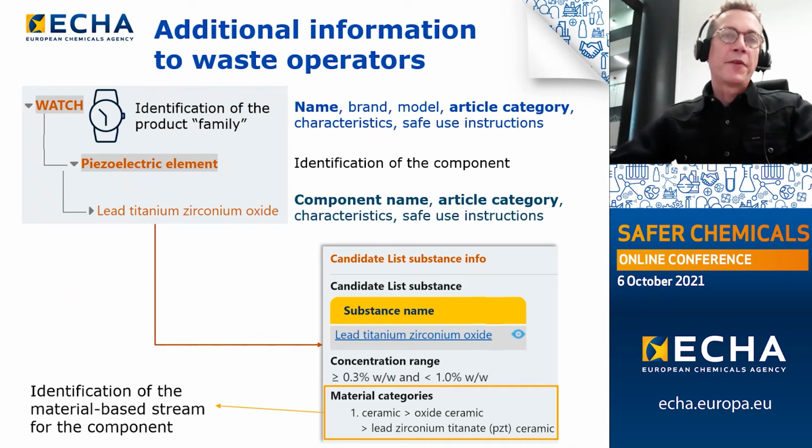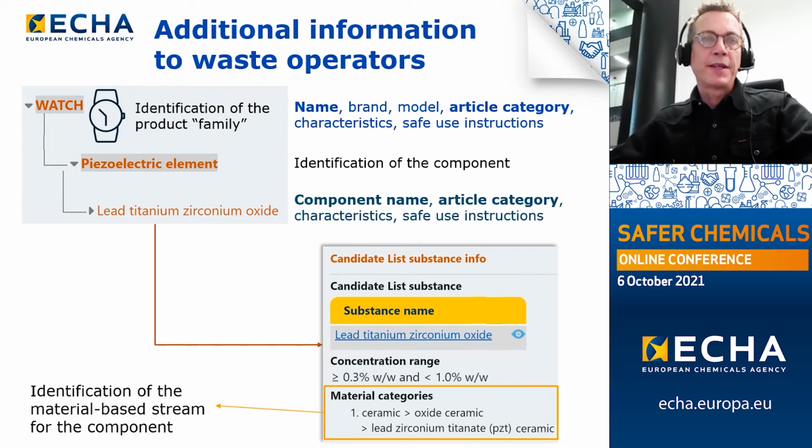So, sticking with the theme of additional information to waste operators, here's an example. And as I mentioned, in this example, you can see that the watch contains SVHC, in this case, lead, titanium, zirconium oxide, in the piezoelectric element, which in principle would allow a recycler to separate that element and handle it differently. And here you can also see the concentration range of the substance of very high concern. And you can see what we call the material category. In this case, it's a specific type of ceramic in the piezoelectric element.